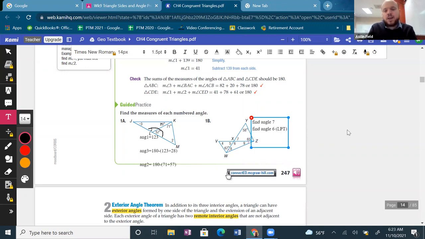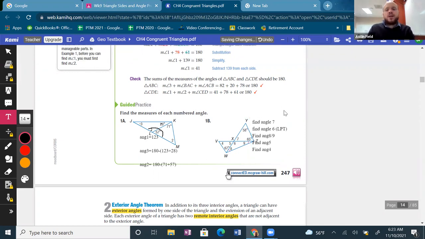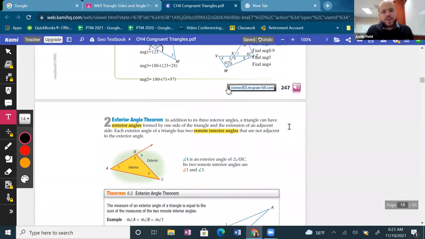Then divide the answer by 2 and you'll find angle 8 and 9. So then find angle 8 and 9, and I'll see in your organizer if you're able to do that. Then once you find angle 6, then you can also find 5 and 6, because 5 and 6 make a linear pair, and then finally find angle 4. Find the angles in that order.